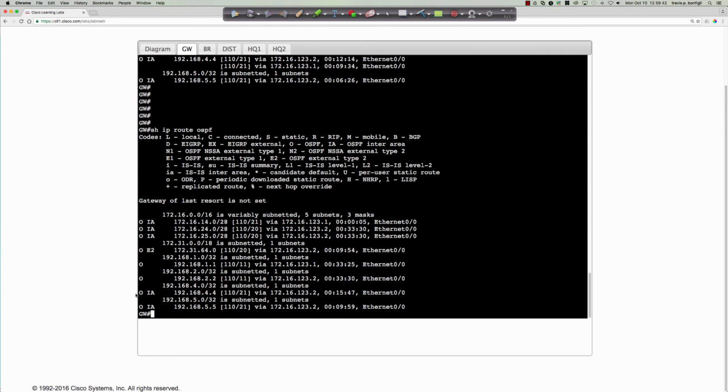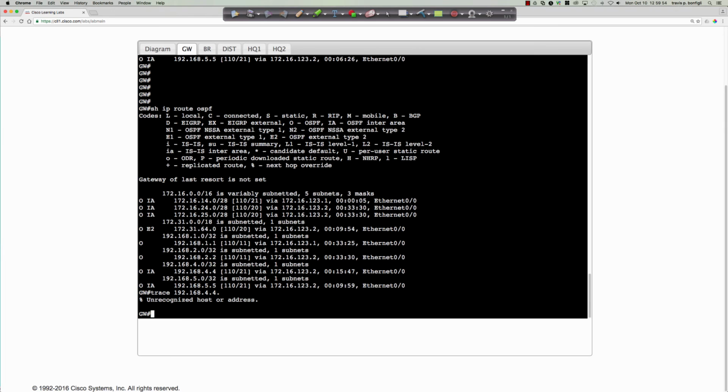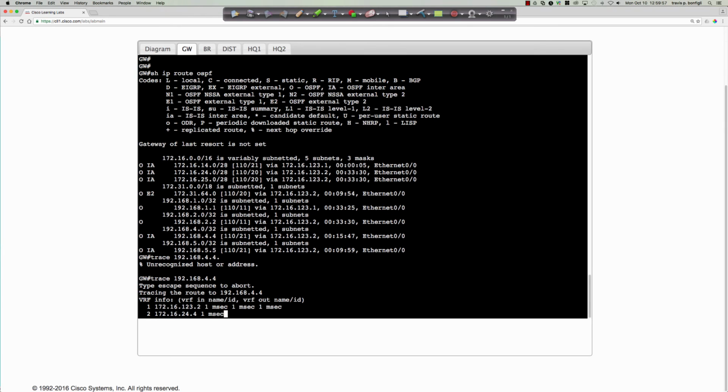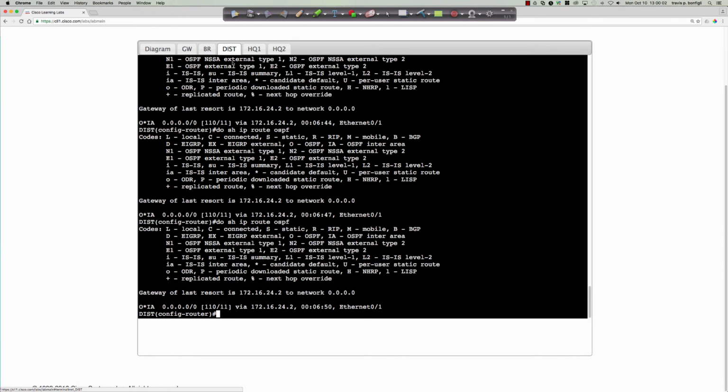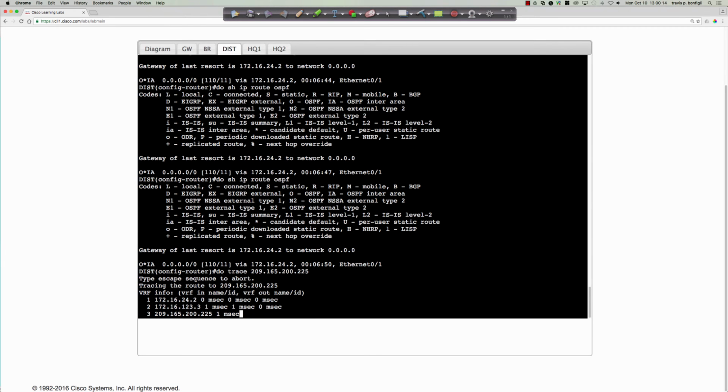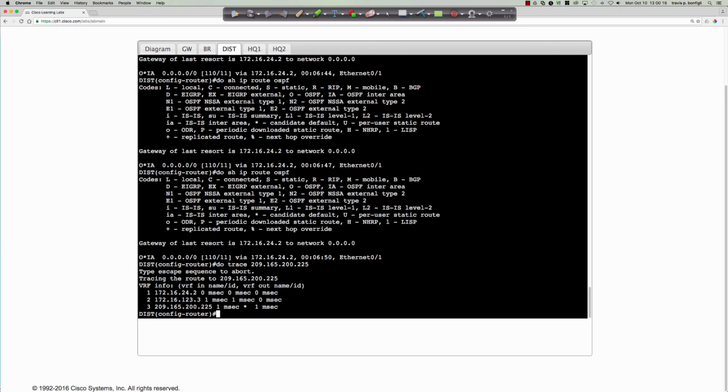Exactly. There is my 192.168.4.4, and we're going to 123.2. So if I trace to the 192.168.4.4, I'm going to go to 123.2 and then 24.4. If I come down to the distribution router and I try to trace out to the internet, to the 209.165.200.225, yeah, we go to 24.2. So we still go to HQ2.